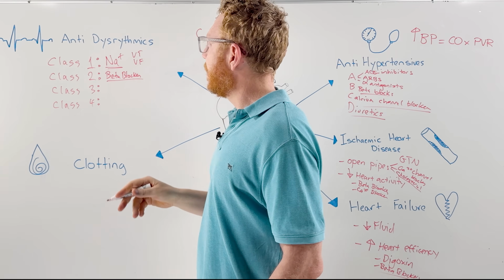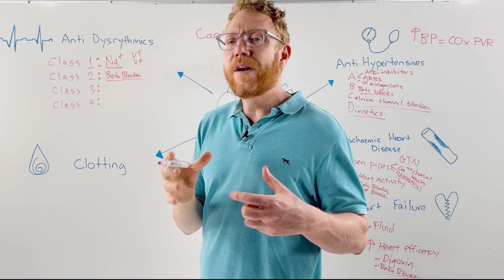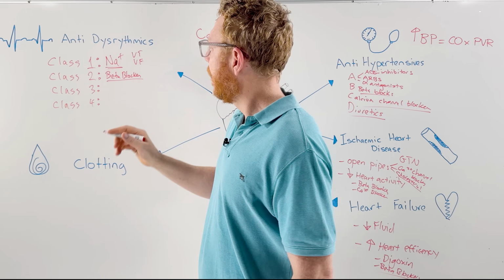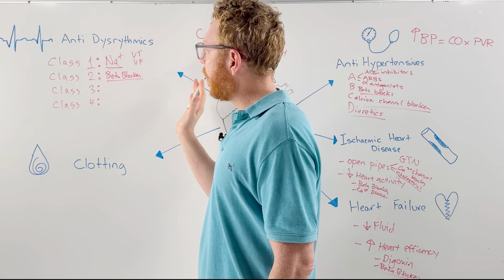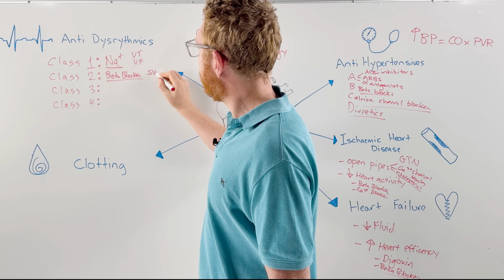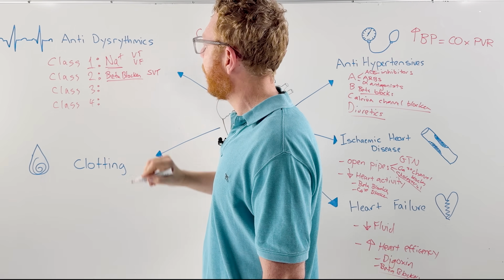And this will be decreasing the effect that adrenaline would have on the nodes. So that would be the SA node and the AV node. So that would be slowing the conduction speed, which may be useful in conditions like supraventricular tachycardia.